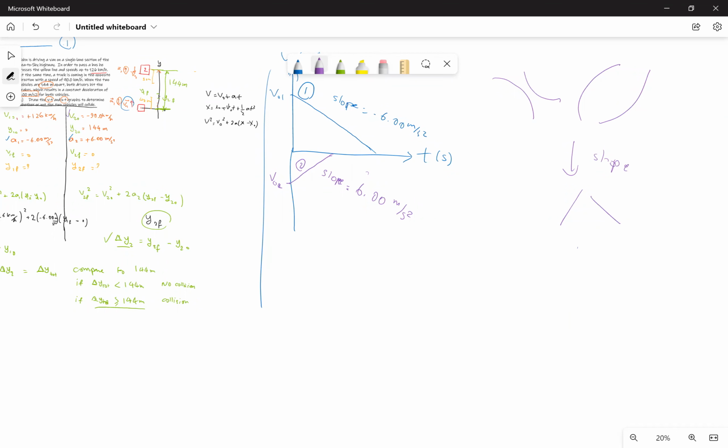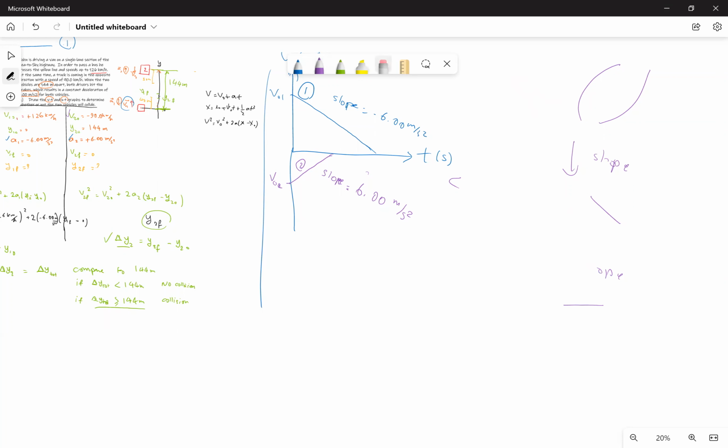And if you take the slope of a diagonal line, it will give you a horizontal line, right? So in here you have a velocity time graph that is diagonal. These diagonal lines come from a position time graph that is curved. Now let's draw the position time graphs.